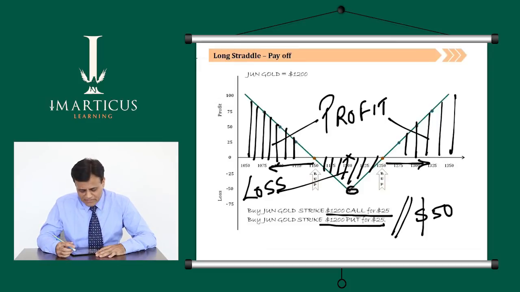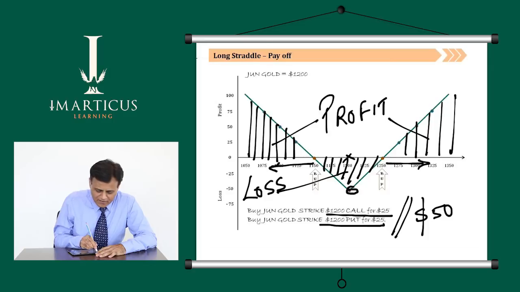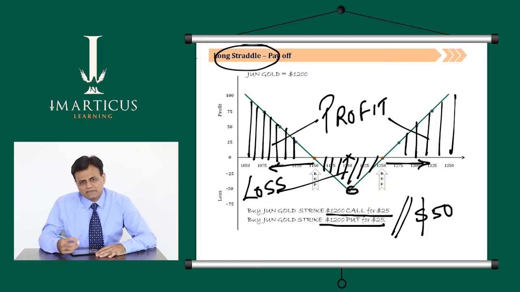This strategy is called the long straddle. This strategy is adopted whenever we expect the asset prices to be highly volatile. Say, for instance, in case of an event risk, you might just want to hedge it by buying a long straddle.